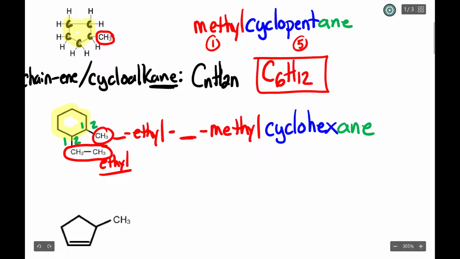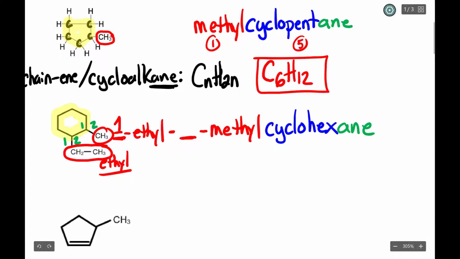So the rule is this, we need a tiebreaker. If you have the same numbering to keep the numbering as low as possible, the tiebreaker is the lower letter in the alphabet is going to get the number 1, and the larger letter in the alphabet is going to get the number 2. And what I mean by lower is A would be the lowest and Z would be the highest letter. So E would be the lowest letter in this case.